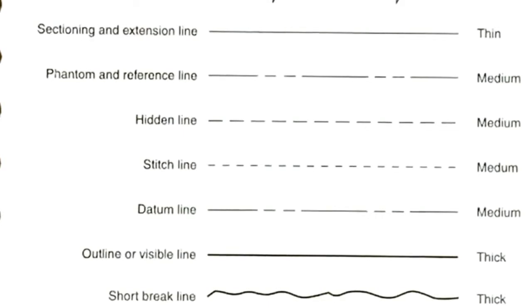The line weight is the lightness or darkness and width of a line. So if you look at this diagram, you'll see that, for instance, a dimension line has a thin line, while a phantom or reference line or hidden line has a medium weight to them, and an outline or visible line is a thick line.